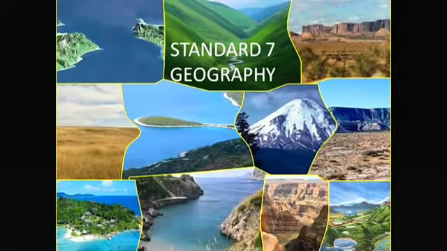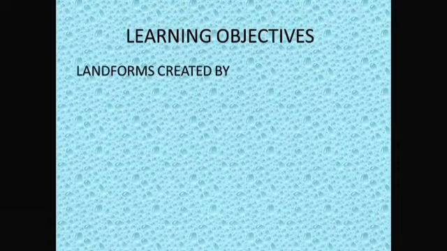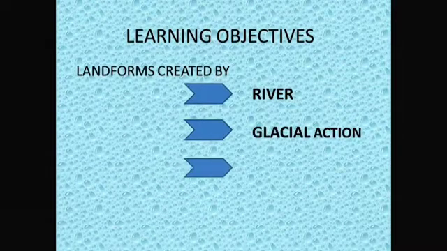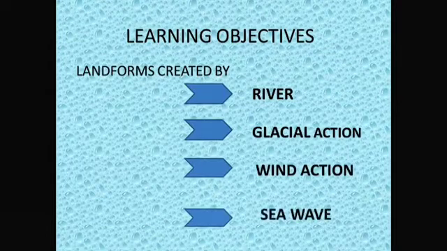Welcome to Standard 7 Geography, Unit 2 Landforms. The learning objectives of this lesson are that we are going to see different landforms created by river, by glacial action, by wind action and by sea wave.